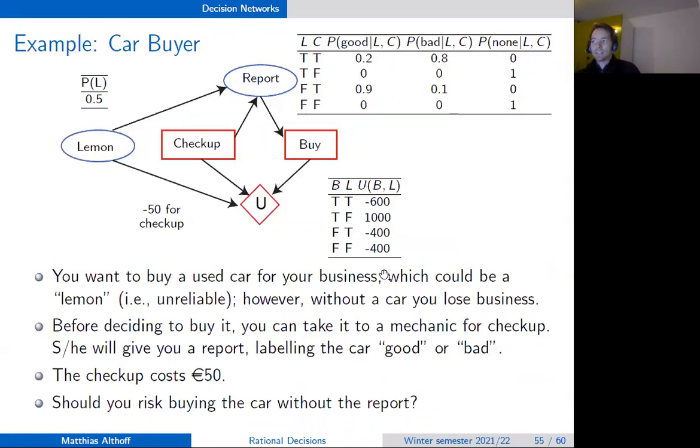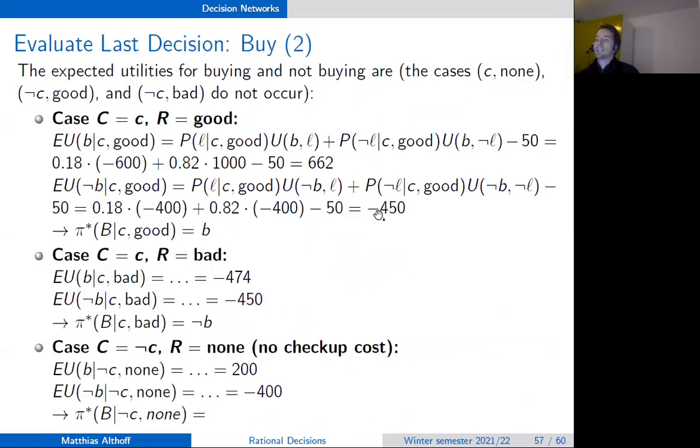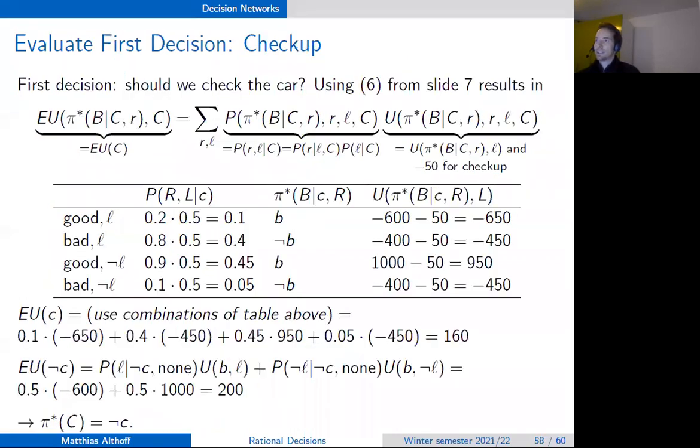Yeah, we have minus 300 and plus 500. So if we add these values, you get 200. Again, if you don't have the checkup, then it's always easy to compute in this example. So then the optimal policy would be to buy the car if you don't do any checkup. Okay, so this was the last decision. Now we go to the first decision, whether we want to do the checkup or not.